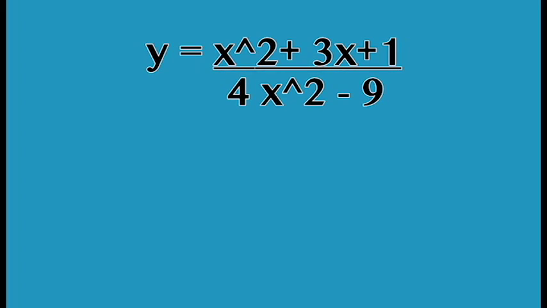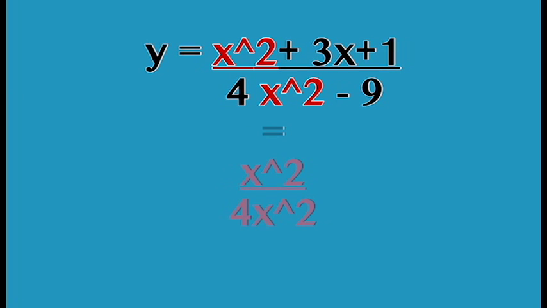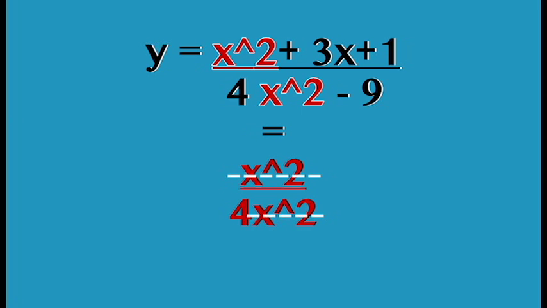So for this problem, we have x squared plus 3x plus 1 over 4x squared minus 9. Since both the numerator and denominator have squared terms, we can use the clown Bosco, in which the coefficients of the first terms are used to find the horizontal asymptote. Since we're only looking at the terms with x squared in them, we can rewrite the equation as x squared over 4x squared. Since these x squareds cancel out, our horizontal asymptote would be 1 over 4.